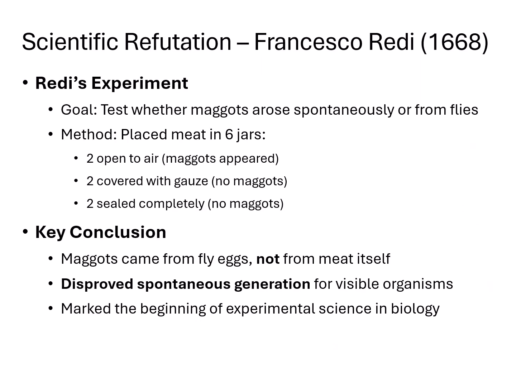One of the first, most famous experiments going against spontaneous generation was completed by Francesco Redi in 1668. He tested whether maggots appeared spontaneously or came from flies. He put meat in open jars, gauze-covered jars, and sealed jars, and maggots only appeared where flies had access to the meat. So he concluded that maggots must come from fly eggs, not from the meat itself. So this was a really famous early scientific challenge to spontaneous generation.